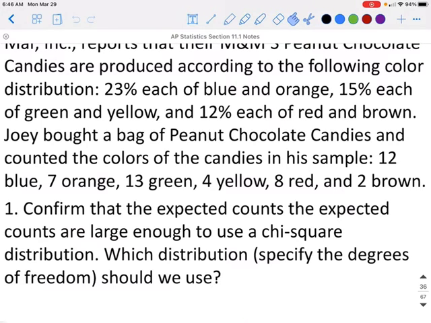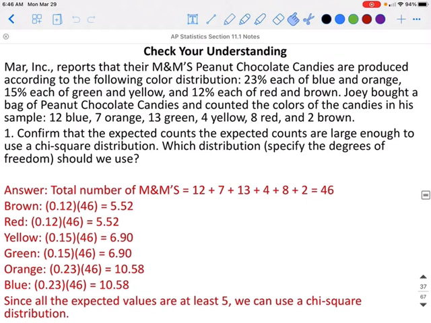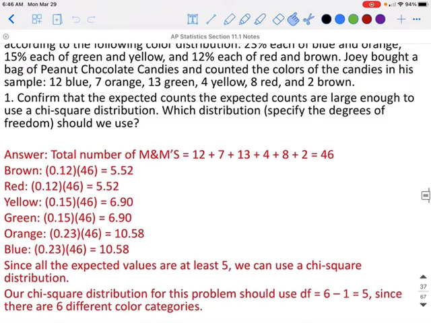So first you're going to find the expected counts for each of these, and remember each of them should be at least 5. To do that you're just going to take your sample size, which in this case is 46, and multiply it by the percent that we would expect of that color. So for brown it's 12%, so we would do 0.12 times 46, which gives us 5.52. We're going to do that for every color, and since all the expected values are at least 5, we can use a chi-square distribution. Our chi-square distribution for this problem should use degrees of freedom of 6 minus 1, which equals 5, since there are 6 different color categories.